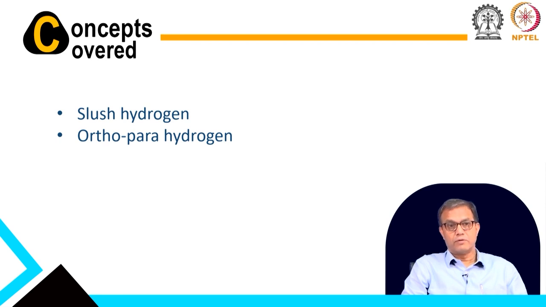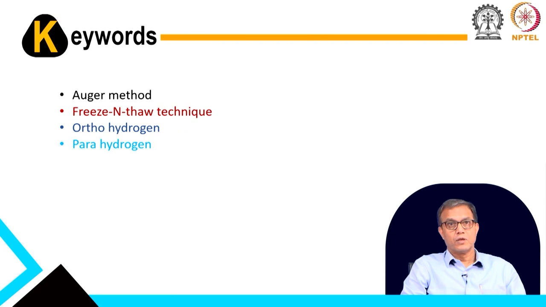Another form of hydrogen is solid hydrogen. That is the third phase of hydrogen, and we can completely make it solid, but that will not be a very convenient thing to transport from one point to the other. So, often what we do is that we make a slurry of solid and liquid. These are some of the keywords. We will talk about the Auger method, then the freeze and thaw technique, then we will come to ortho hydrogen and para hydrogen.